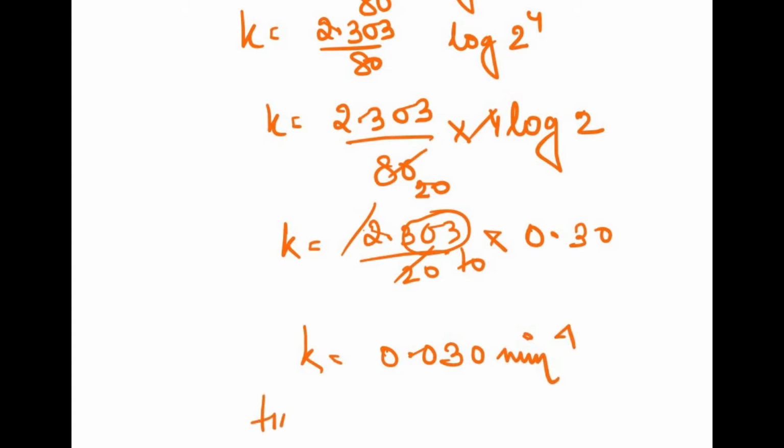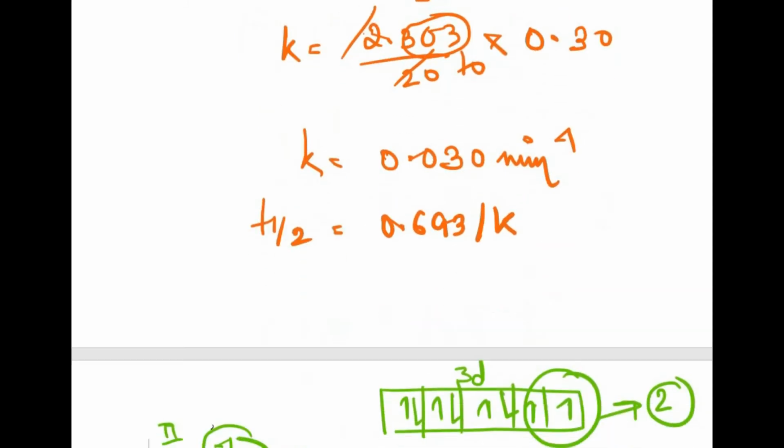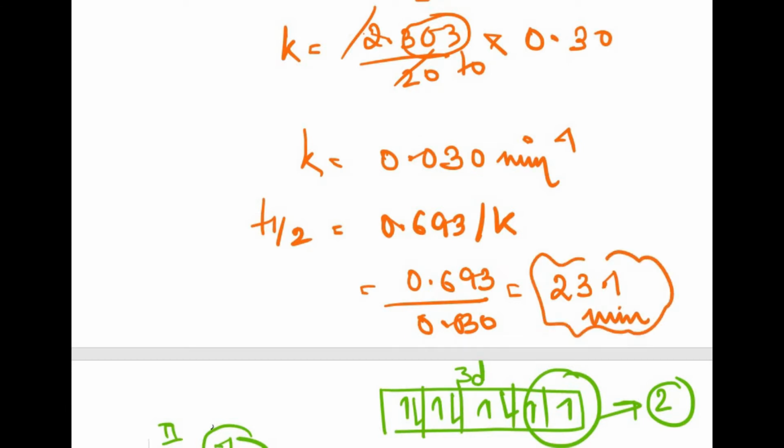Now T half for a first order reaction is 0.693 by K. Yes, so 0.693 by 0.030. So this should come out to be, after calculation, 23.1 minutes. Roughly like that. Okay? So this should be your one answer.